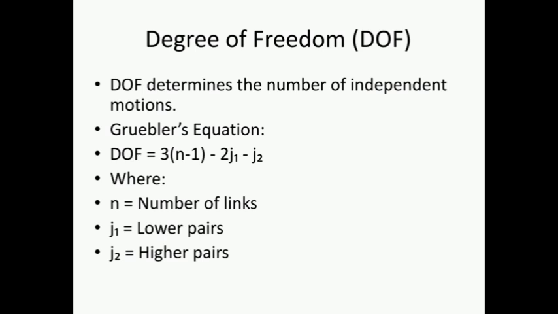Now we see the equation of degree of freedom. Degree of freedom determines the number of independent motions. There is Grubler's equation we can use. The equation is 3 into (n minus 1) minus 2j1 minus j2, where n means the number of links, j1 means lower pairs, and j2 means higher pairs.